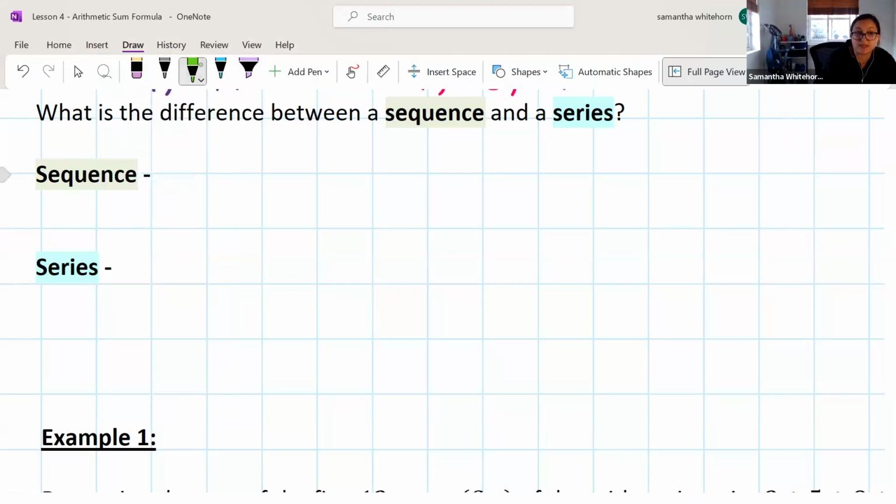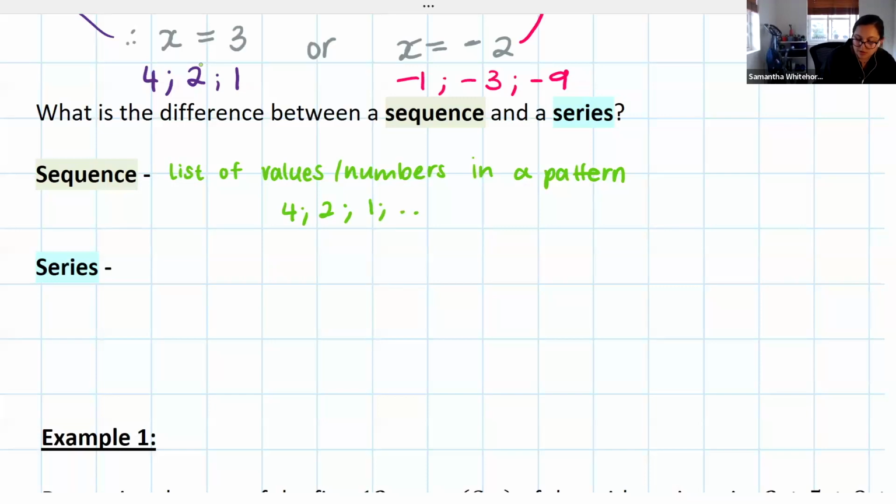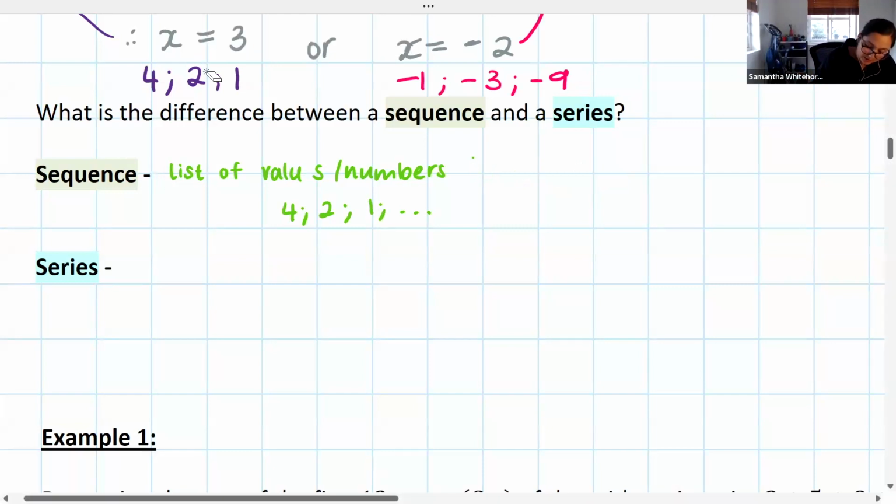So a sequence, very basically, is your list of values or numbers in your pattern. If we have a look at the question we just did, the sequence of the first one, if x was 3, is 4; 2; 1, etc. That's just the list of terms in my pattern. Probably would have been better to say that. So let's say: list of numbers, terms in the pattern.